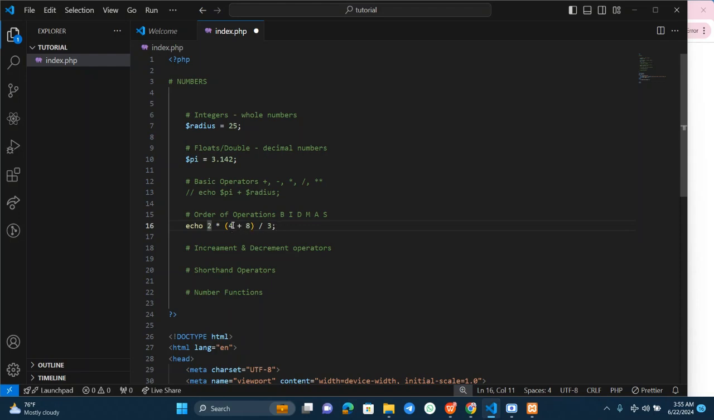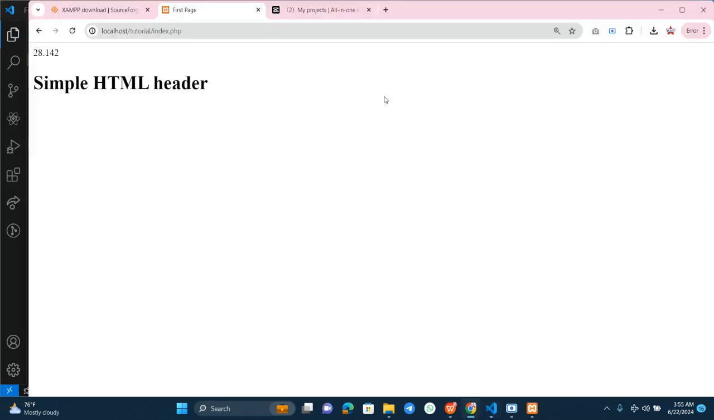No, no, no, it's not going to solve it that way. It's going to follow the order of operation by adding these two together, which is 12, divided by 3, which is 4, and then 4 times 2, which is 8. So let me save and then see if it's going to give me that exact answer. Yes, it is 8.